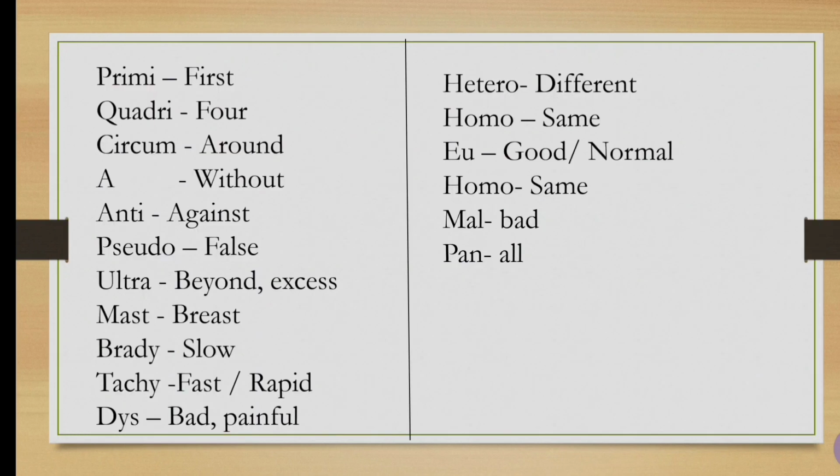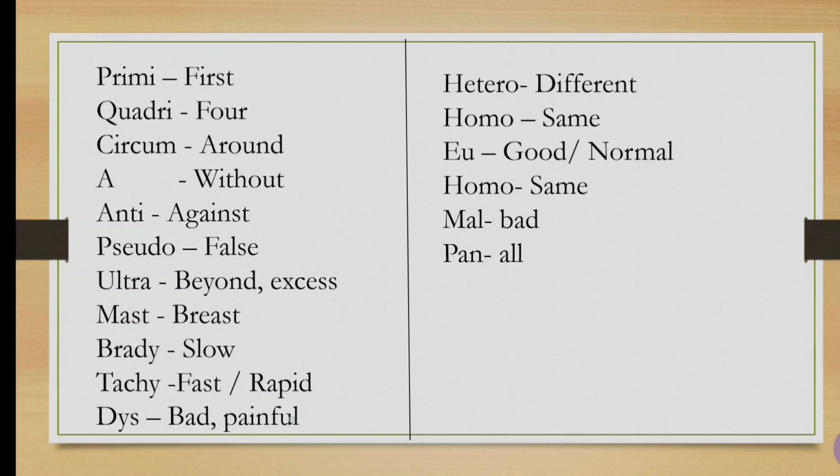Let us learn some more prefixes. Primi means first. Quadri means 4. Circum means around. A means without. Anti is against. Pseudo means false. Ultra means beyond or excess. Mast refers to breast. Brady refers to slow. Tachy means fast or rapid.